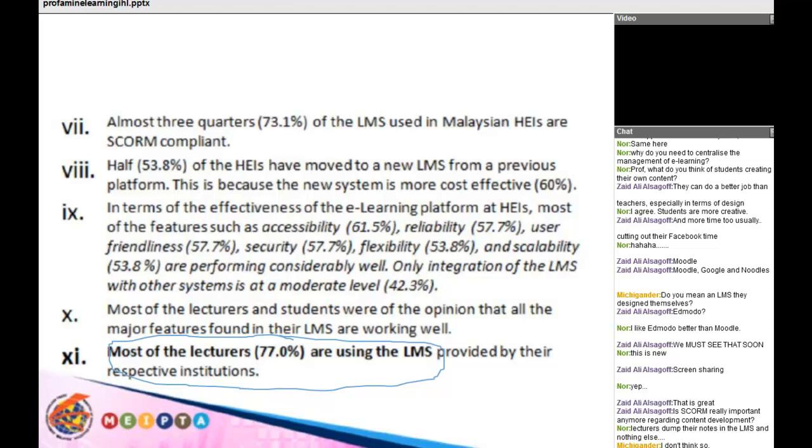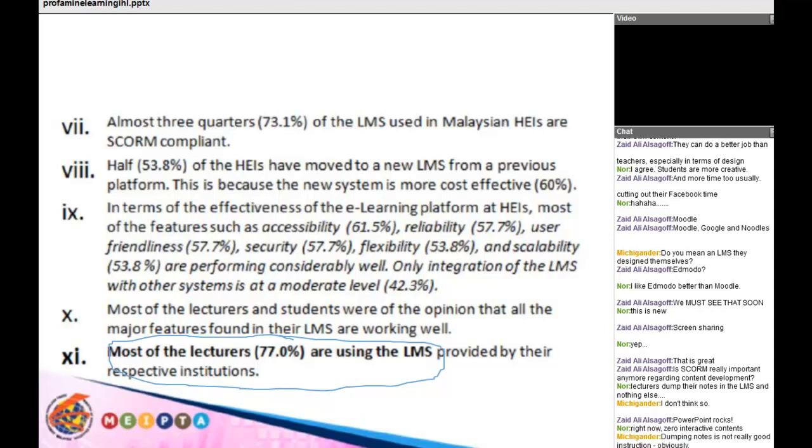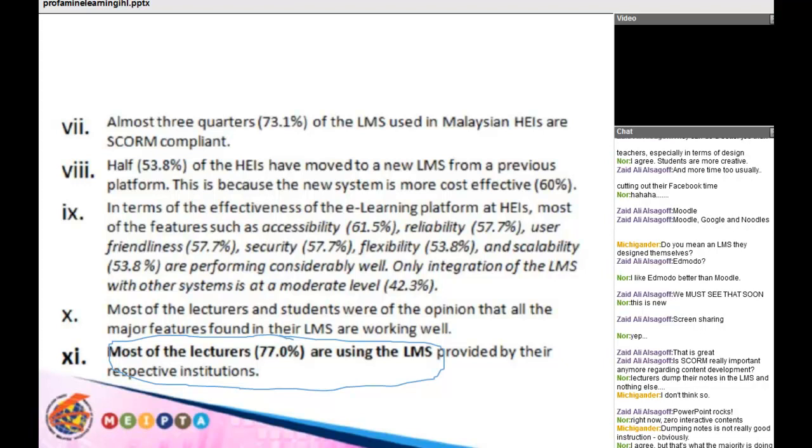So I think the first challenge is to get people to manage their content using the centralized LMS. Now the second challenge is to get them to create and manage interactive content. Dumping notes is not really good instruction. This is why in our new LMS, the environment is task-based. So it's not just putting notes.